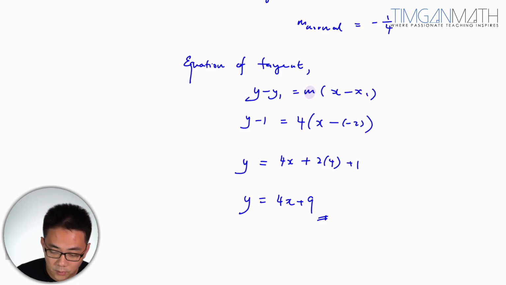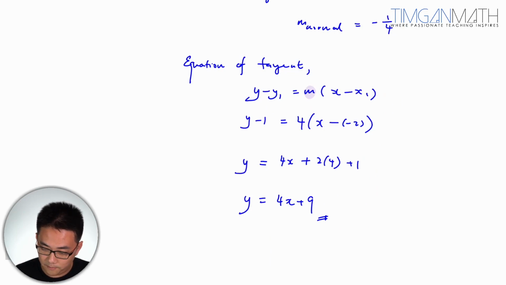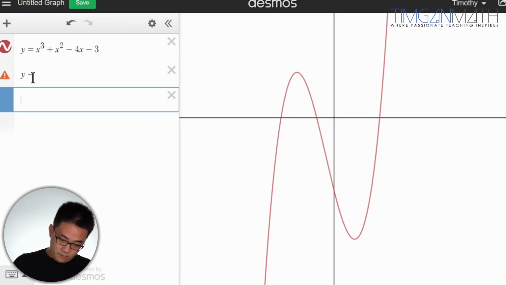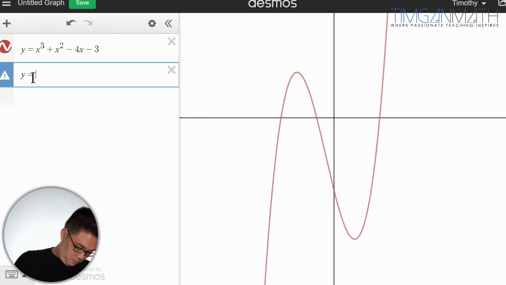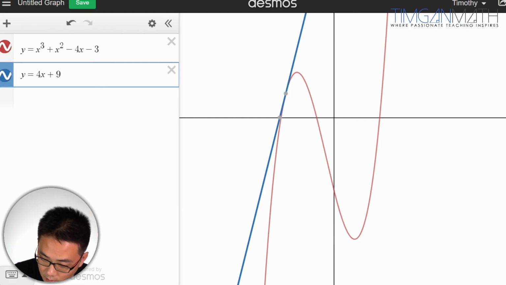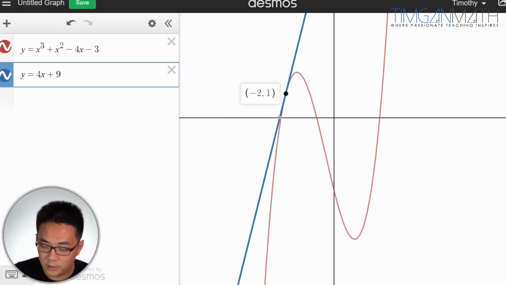If you were to key this into the calculator, y equals 4x plus 9, it should give you this point -1. Okay, so that's pretty okay.